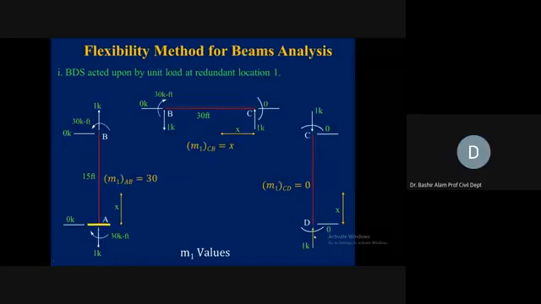Next we go to the m1 values. You see here at D, corresponding to the redundant R1, we have applied a unit action in the same direction. We analyze each joint and each member. We start from member CD. One kip in the upward direction at D, so at C we have one kip in the downward direction. Horizontal at D is 0, and horizontal at C is also 0. Nothing is going to be balanced in the horizontal direction. This axial force is not causing any moment. So at D the moment is 0, and MC is also equal to 0. This member is completely analyzed.